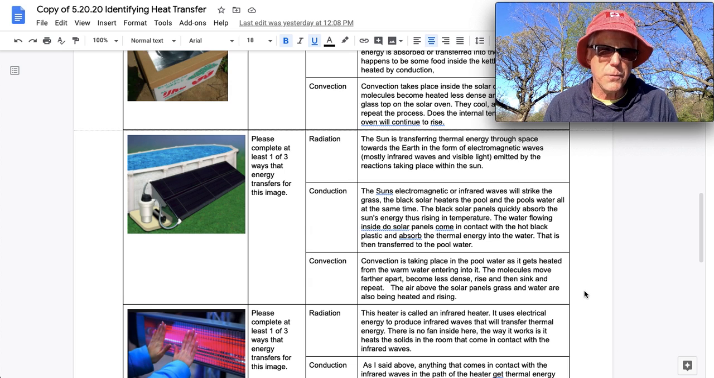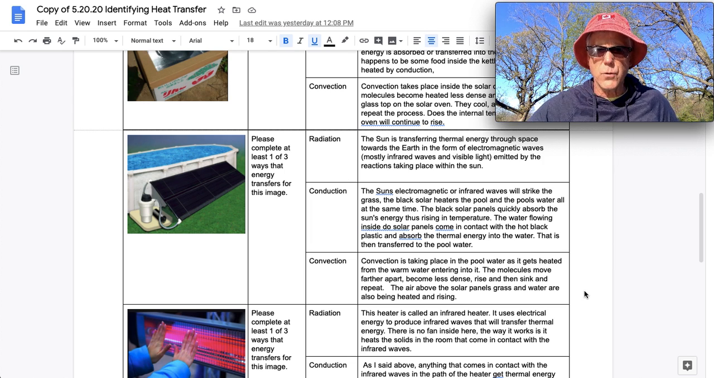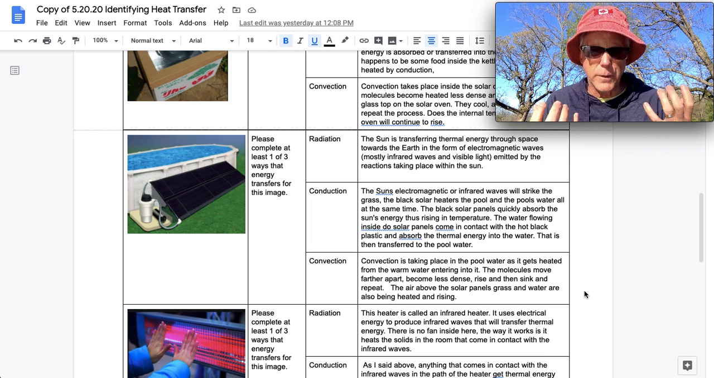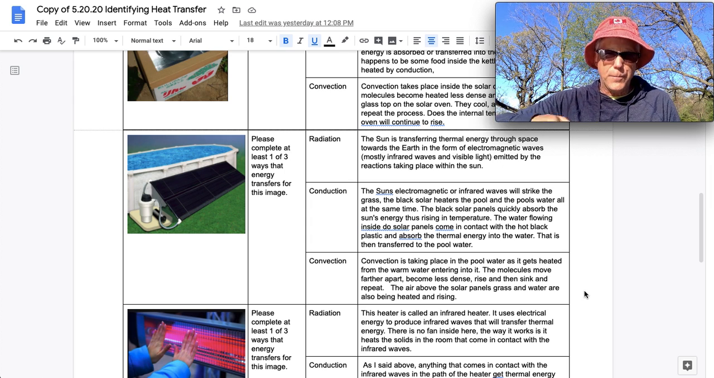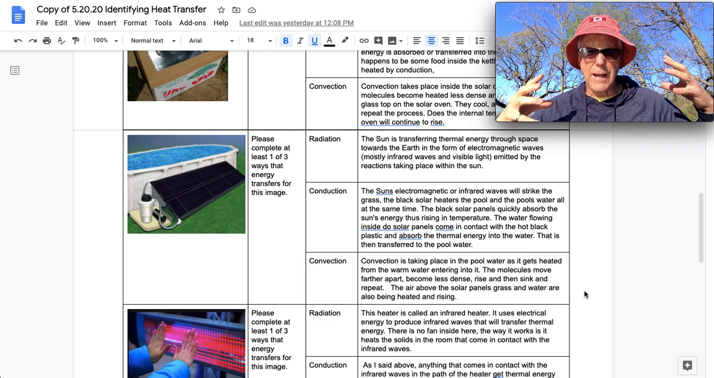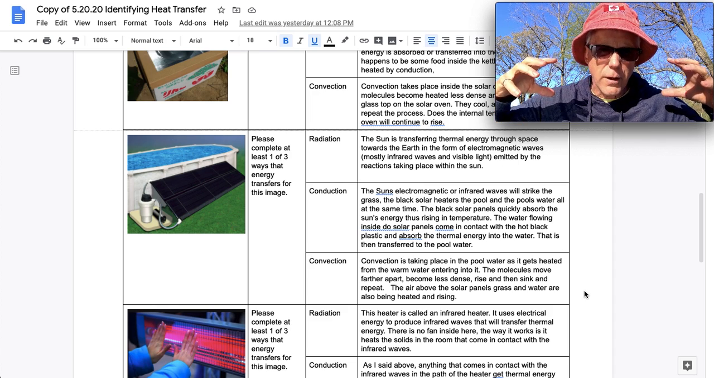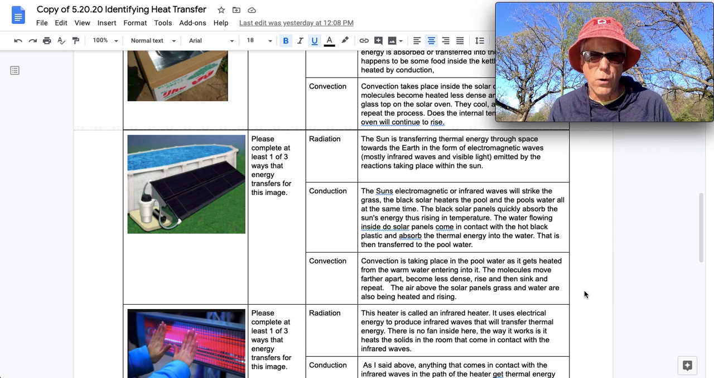Then the conduction takes place wherever the sun hits, so the grass is getting warm, the filter's getting warm, the pump's getting warm, and then those solar panels are black on purpose because they absorb the heat. And there's tiny little tubes running through there, and as the water gets pumped through there, the thermal energy that is in that black plastic through conduction goes into the water and then thus into the pool.